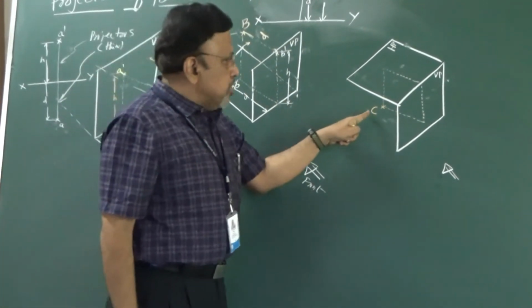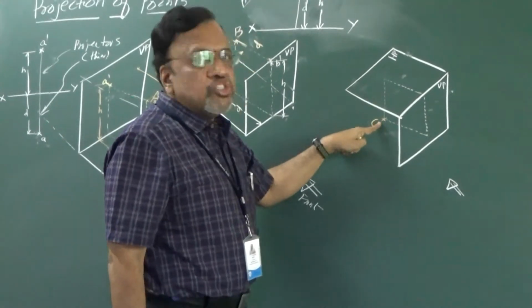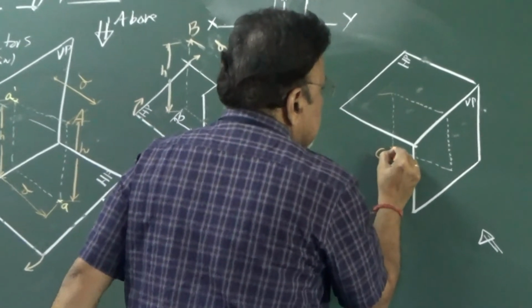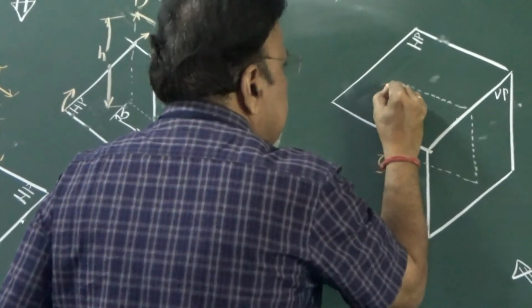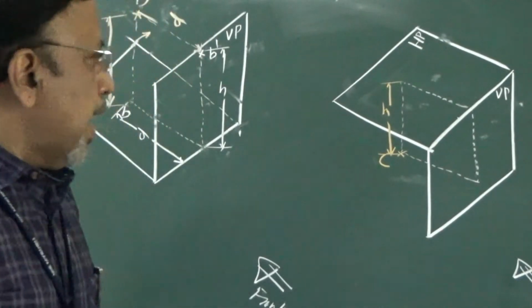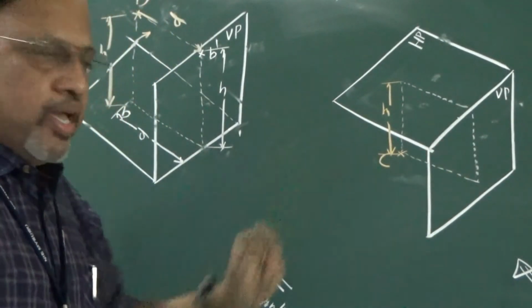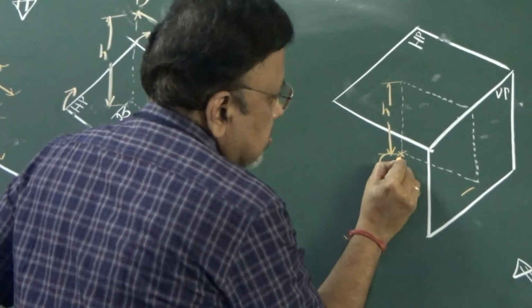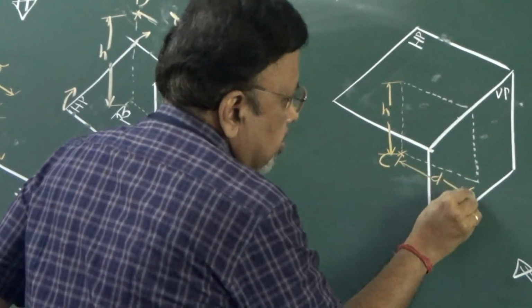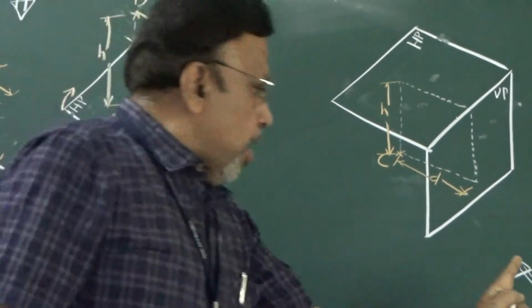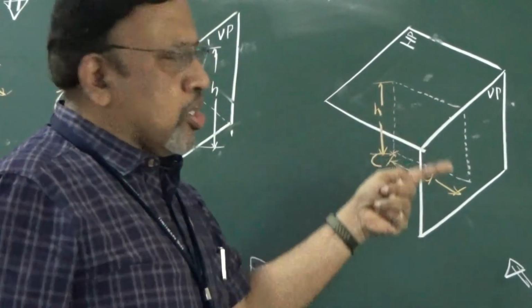Now we can see this point C is below HP. So below HP, what distance? I can just indicate this. So below HP by a distance equal to H. And it is behind VP. Behind VP by what distance? This distance. Is it okay? Now as usual, I need to project these points onto the corresponding planes.